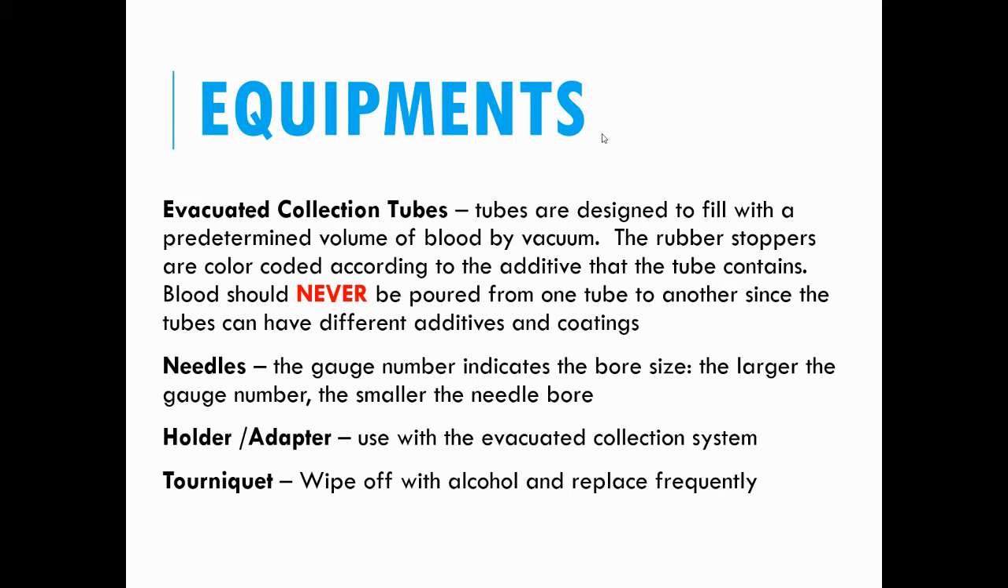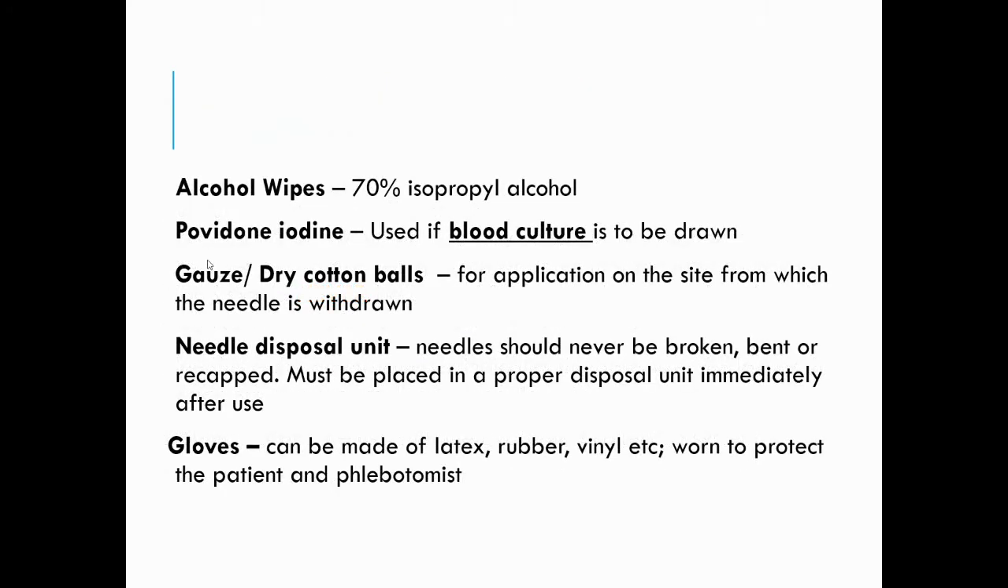And in the evacuated tube method, we use a holder or adapter, and we also use a tourniquet. So again, you cannot transfer a sample from one tube to another tube because we have different additives in the tubes, and the rubber stoppers are also color-coded. We also need alcohol wipes, 70% alcohol, and iodine if blood culture is to be drawn. We need dry cotton balls. We need a disposal unit or trash bins.